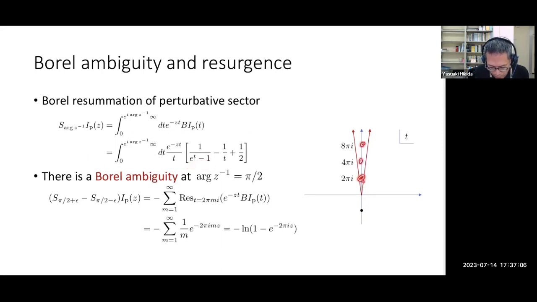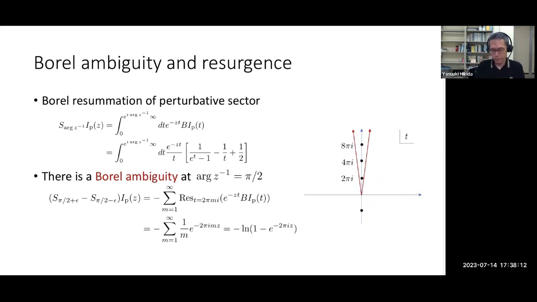The pole is located here, and the contour depends on the argument of this parameter. Depending on the argument, we have this contour, and if we change the contour from this to this, then we pick up poles, and there's some value here. So there's some ambiguity of this integral. We can choose any contour, but if we change the contour from this to this, then we have this value. So there's an ambiguity of this amount for this integral, and in order to have a well-defined quantity, this ambiguity has to be cancelled.